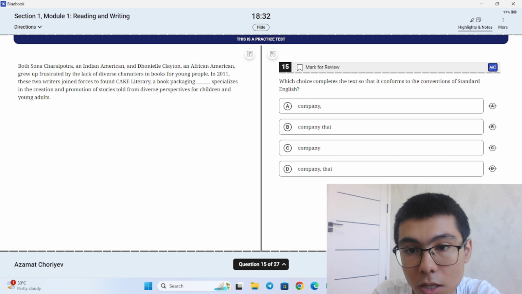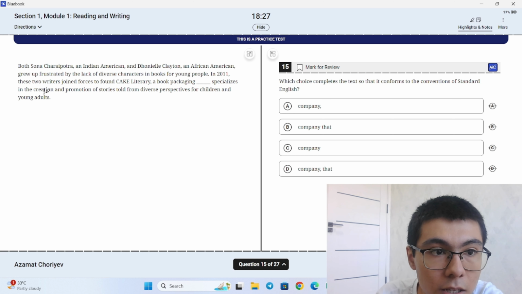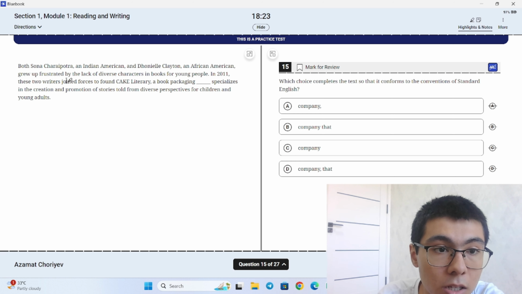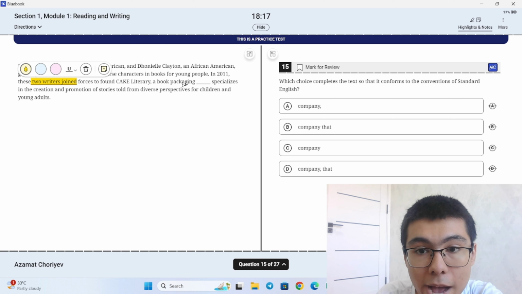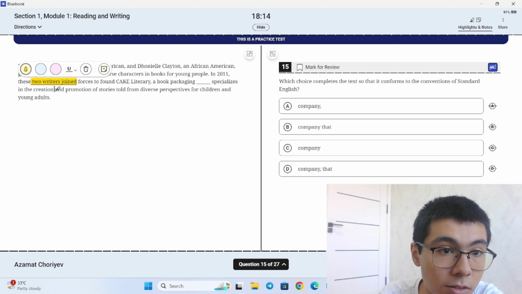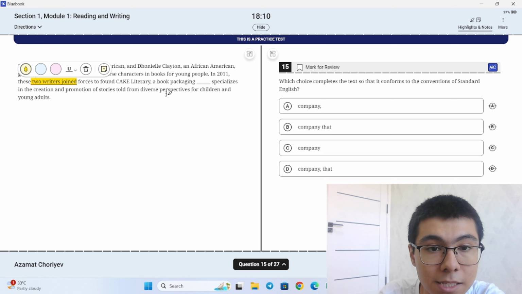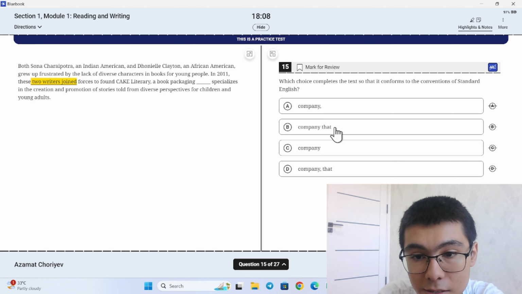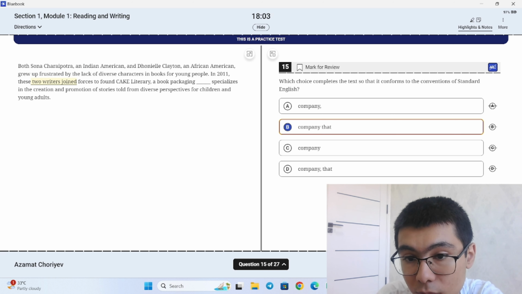B is correct. So in 2011, these two writers joined forces to found a book packaging company that specializes in the creation and promotion of stories told from diverse perspectives for children and young adults. So the only grammatically correct choice is B. You can't use a comma before that.